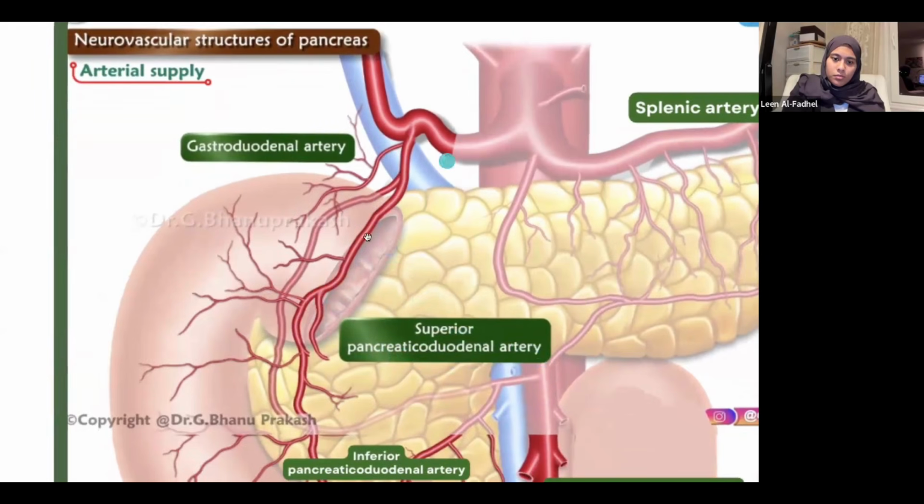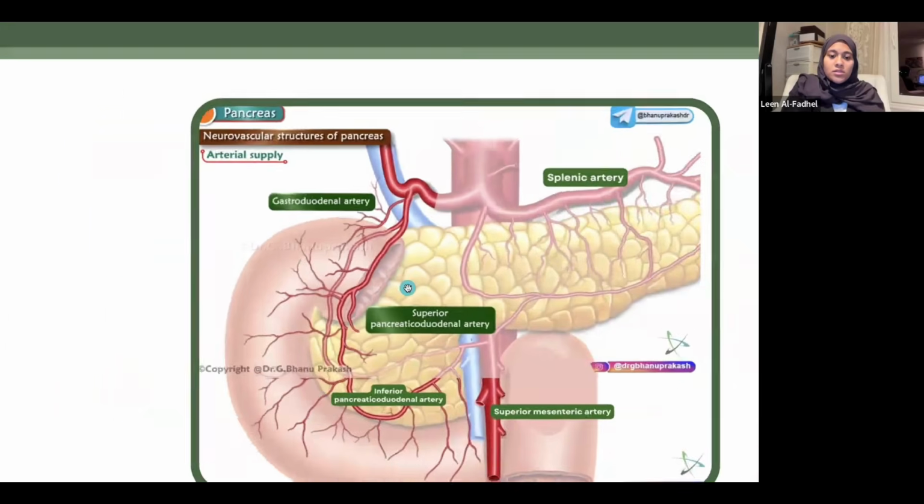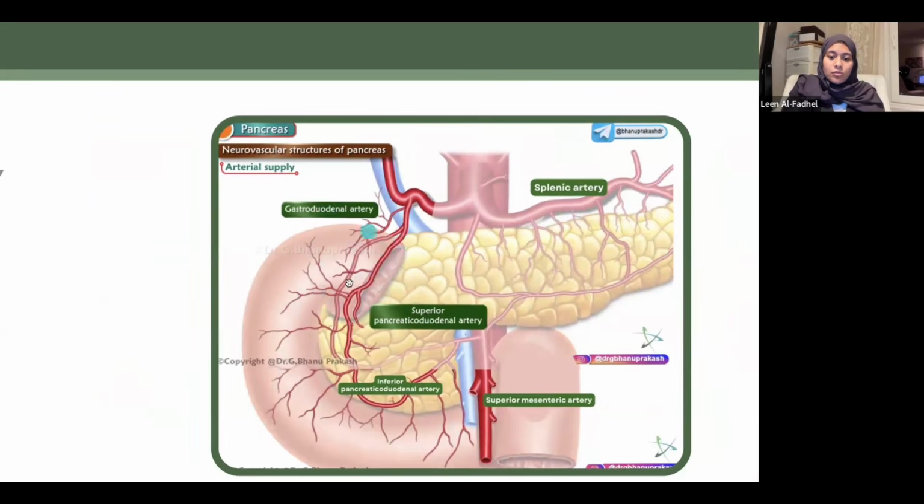Superior is up. Pancreatico relating to the pancreas, duodenal relating to the duodenum. So what does it supply? It supplies the first part of the duodenum, probably, and probably the second part as well. And it supplies the pancreas.